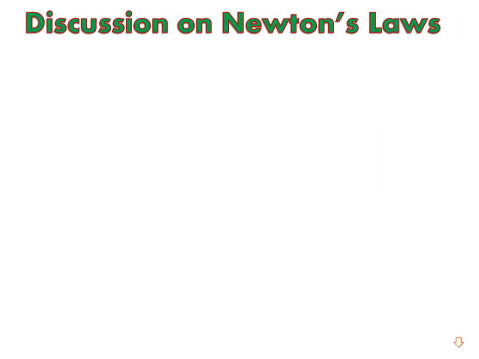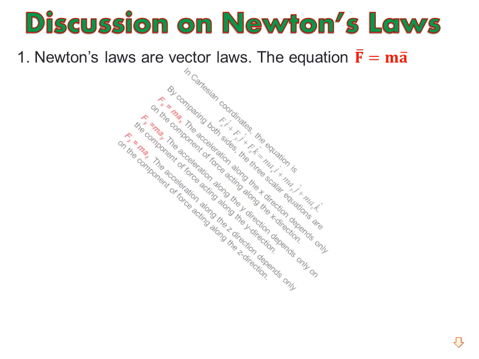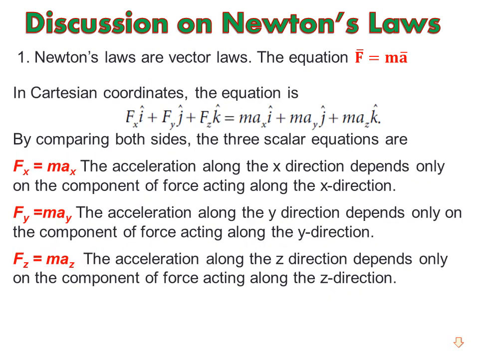Now let's discuss Newton's laws. Newton's laws are vector laws because they have both direction and magnitude. For force equal to mass into acceleration in Newton's second law, in Cartesian coordinates the equation is Fx i cap plus Fy j cap plus Fz k cap is equal to m ax i cap plus m ay j cap plus m az k cap.